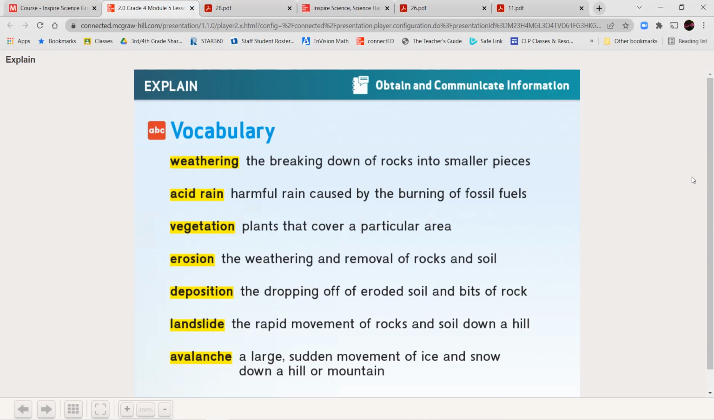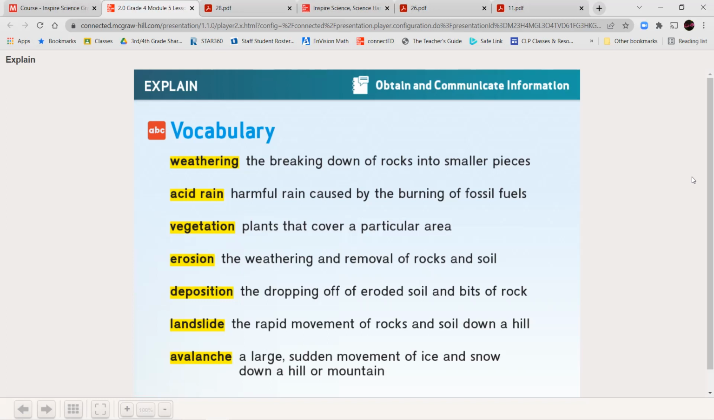Acid rain is harmful rain that's caused by the burning of fossil fuels. The burning of those fossil fuels causes chemicals to mix with the rainwater. And when it rains with those chemicals mixed in, all of those acids will damage things like buildings or statues. You can see that they're worn down in places because of that damage. Vegetation are plants that cover a particular area. So any kind of plant life in an area, we call it vegetation.